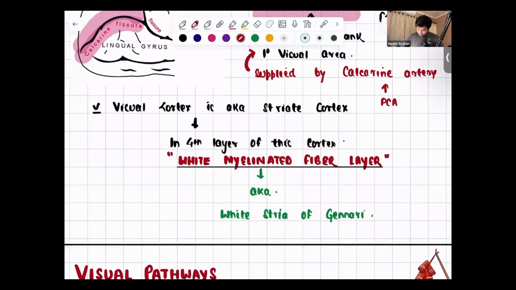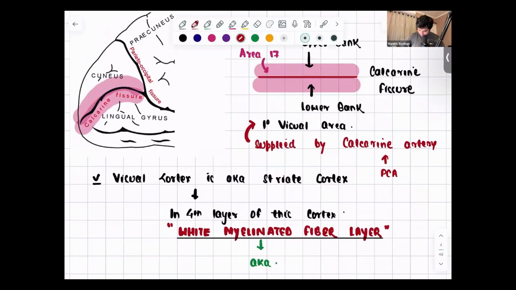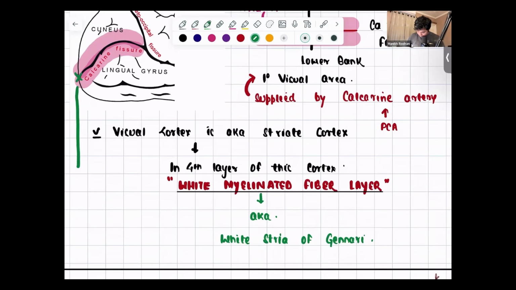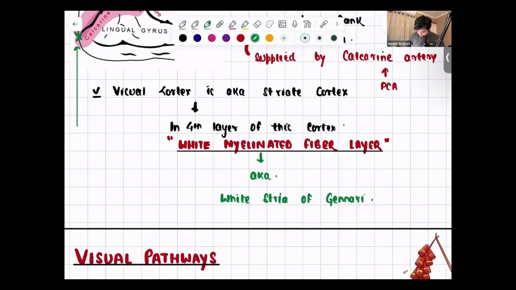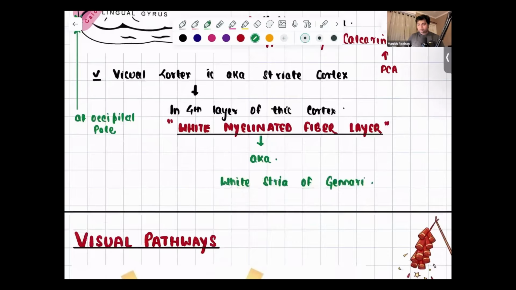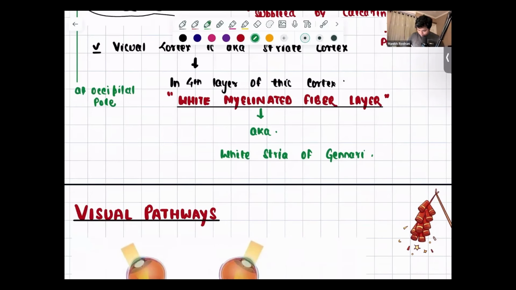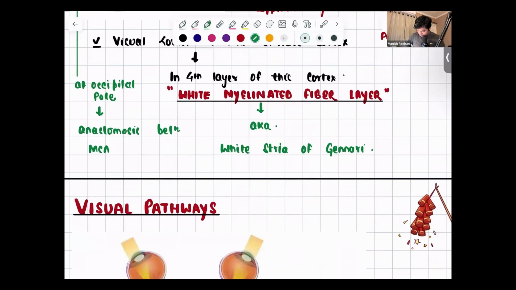Okay. Now, at the occipital pole, there is a unique thing that is happening. Here, what happens is at the occipital pole, there is an anastomosis between the middle cerebral artery and the posterior cerebral artery. Okay, remember that there is an anastomosis.